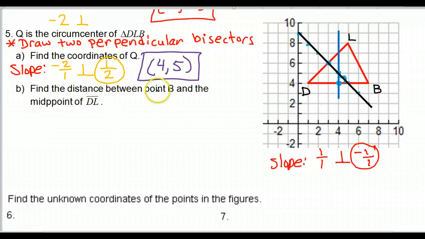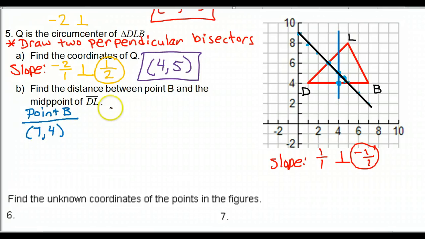Find the distance between point B and the midpoint of DL. Okay, they're talking about the midpoint of DL, and they're talking about point B. So let's break this down. All right, so we're talking about point B. What are the coordinates of point B? Look at it. There's point B. That's 7, 4. So those are the coordinates of point B.